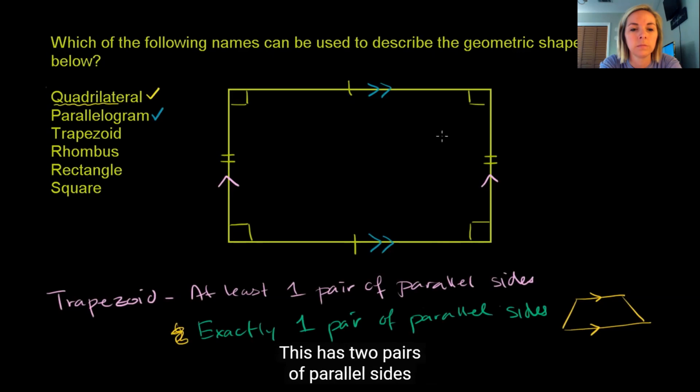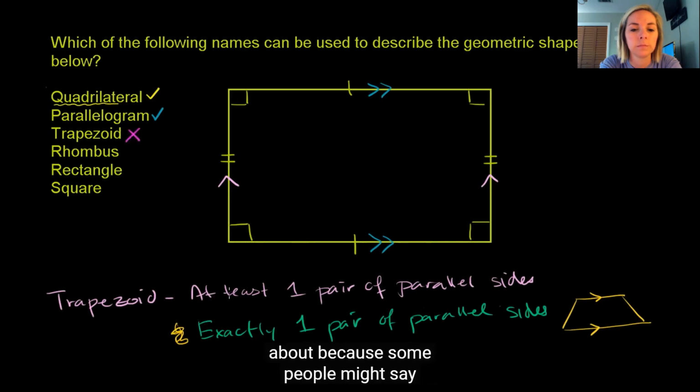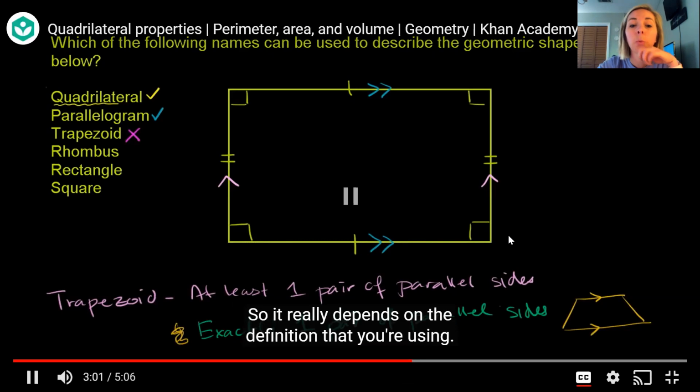This has 2 pairs of parallel sides, so I will not call it a trapezoid. But it's always important to clarify what people are talking about, because some people might say a trapezoid is at least 1 pair of parallel sides, and if we used that definition, then we would call it a trapezoid. So it really depends on the definition that you're using. We're going to use the one that is exactly one pair of parallel sides. So by looking at this shape, I see two pairs of parallel sides, and a trapezoid has one. So therefore, this shape could not be considered a trapezoid.